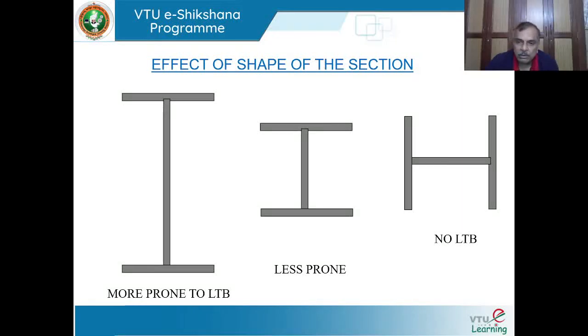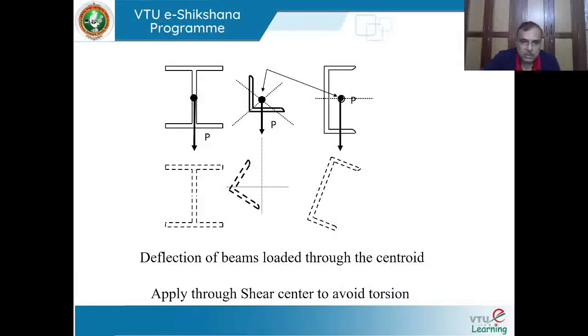No lateral torsional buckling, but here it is more prone to lateral torsional buckling, so the load carrying capacity is substantially reduced. So you will not be able to attain Mp. Here also the moment may be slightly more, but still you will not be able to realize Mp because there is a buckling in the lateral direction. But here there is no buckling. And this is what I explained in one of the earlier classes and also in the beginning.